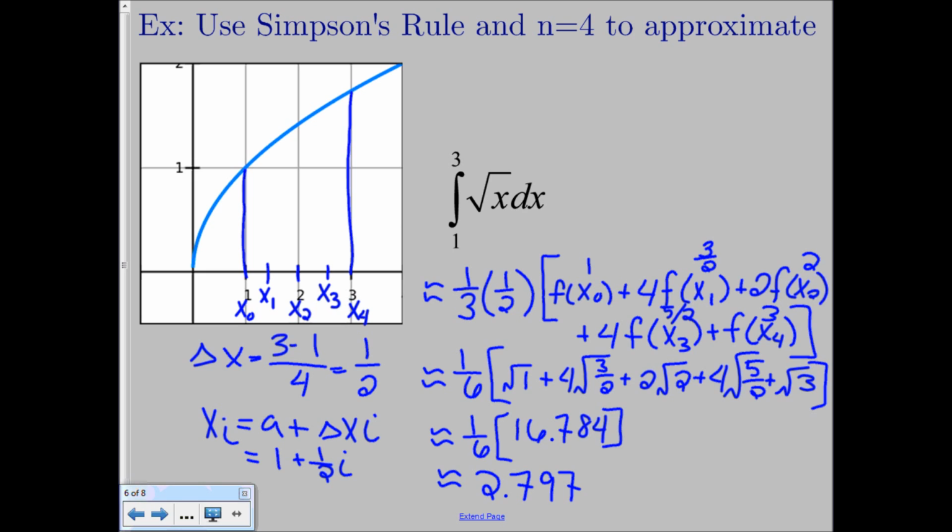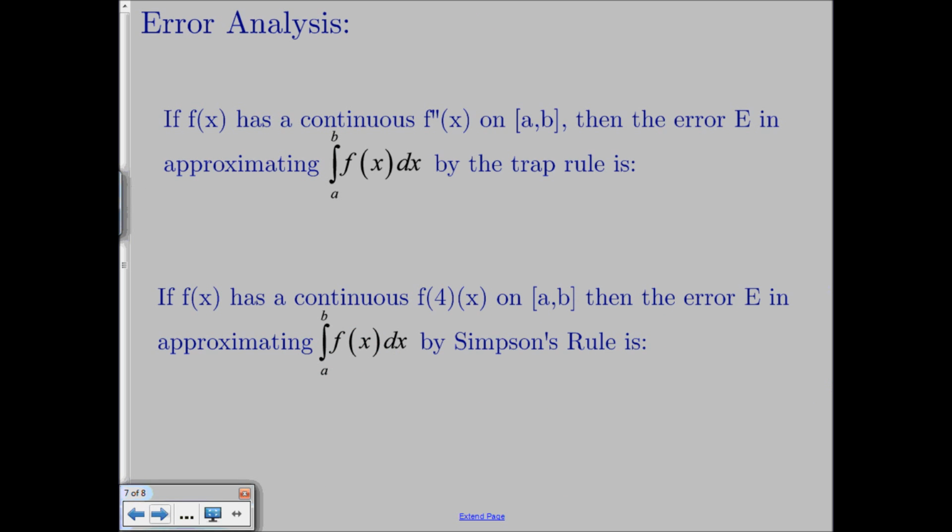So now we're going to use different formulas to figure out how accurate these are, so what the error is. So we're going to do error analysis for both the trapezoidal rule and the Simpson's rule. So to do the error analysis for trap rule, that's the top one here, your function has to have a continuous second derivative on the interval.